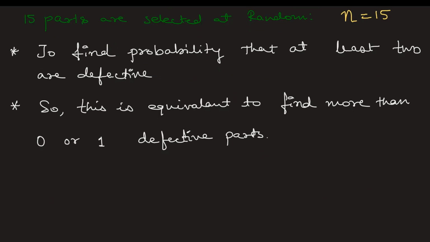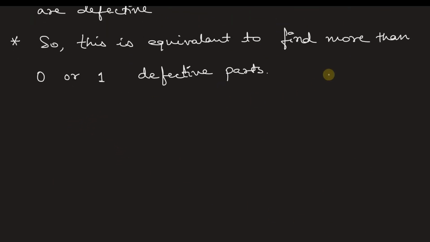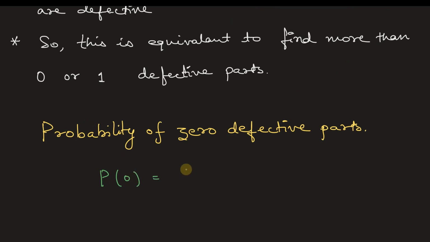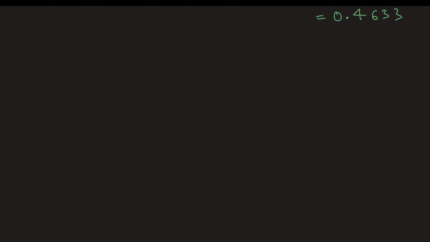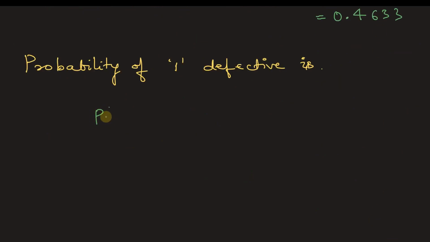To calculate the probability of 0 defective parts, we can write P(0) is equal to 15C0 p to the power of 0 and q to the power of 15 minus 0, that is 15. And this will give us 1, that is 15C0 into 0.95 to the power of 15. When you use the calculator to calculate it, it will give you the result 0.4633.